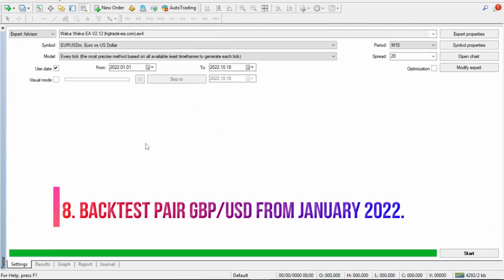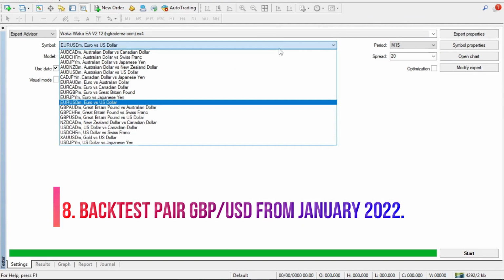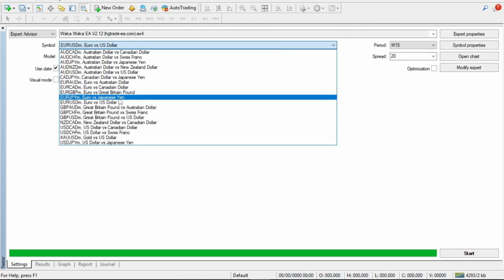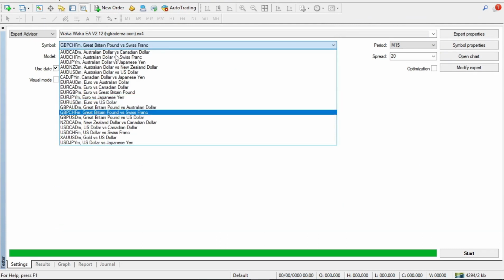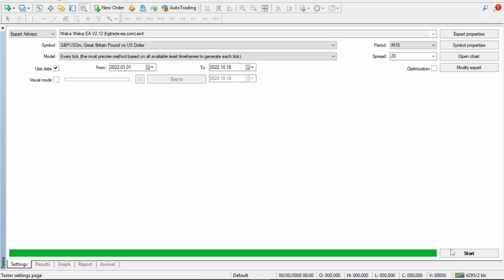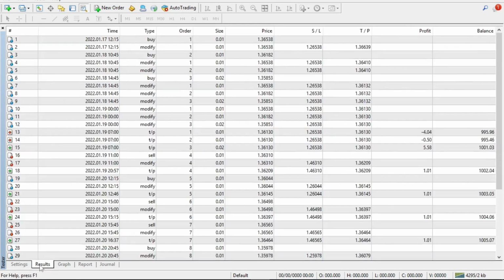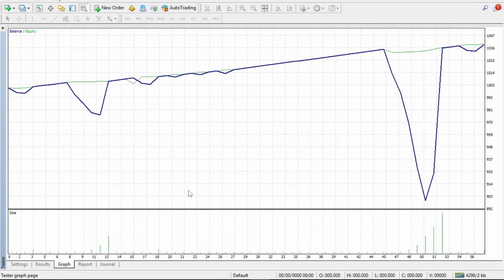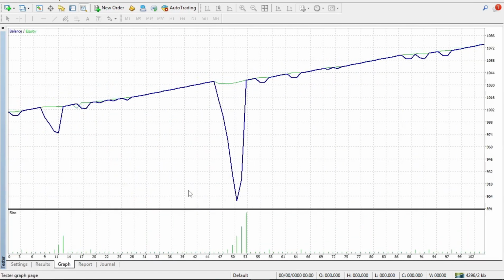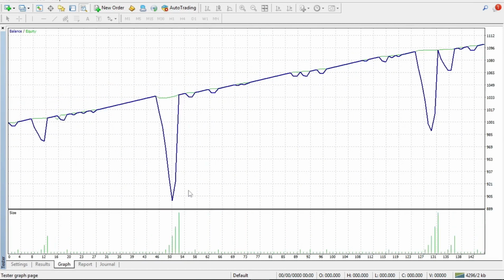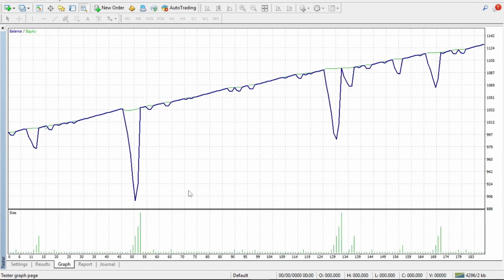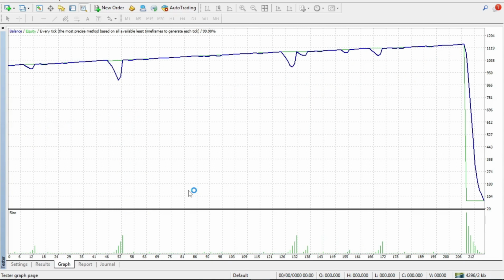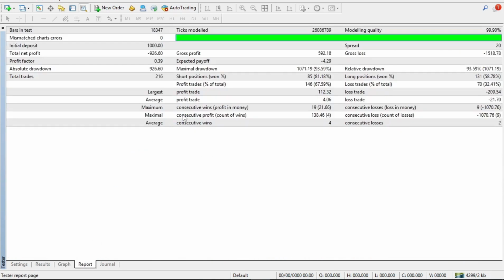8. Backtest pair pound sterling to US dollar from January 2022. Next I will test pair pound sterling to US dollar. Will it be profitable? Please pay attention to the results. Unfortunately, here we get a backtest loss of minus $926. And the rest you can pay attention to in the detailed information.